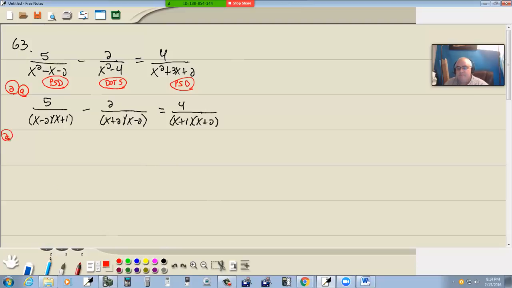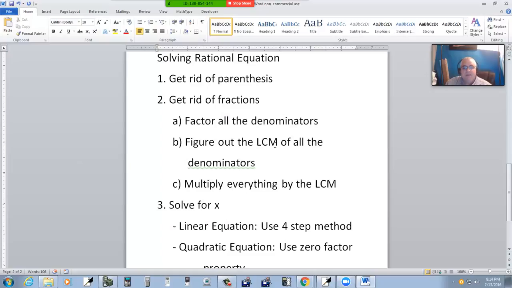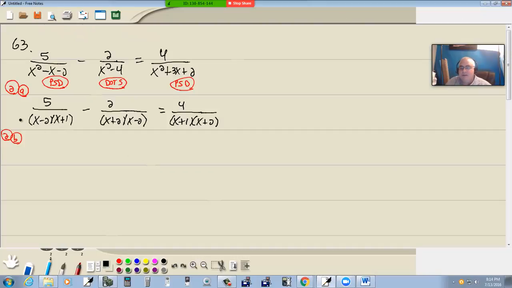Now, B and C kind of go together. So first look at 2B. Figure out the LCM of all the denominators. So I start with my first factor. I start with the x minus 2. And I'm looking for the greatest number of x minus 2's in a single denominator. There's one here, none here. So the greatest number of x minus 2's in a single denominator is 1.